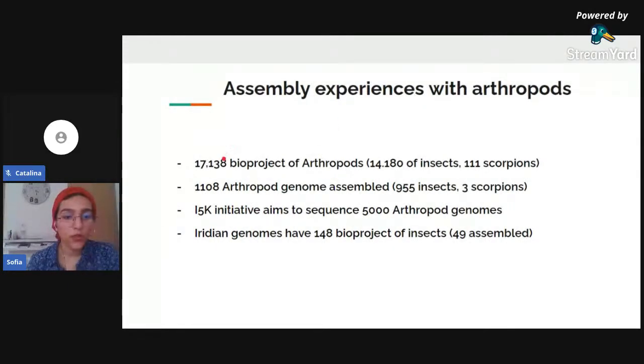There are more than 17,000 bioprojects of arthropods, including 1,108 genomes already assembled, and there are projects including the I5K initiative, which aims to sequence 5,000 arthropod genomes, and the Iridian Genomes, which already have 148 bioprojects of insects, including 49 already assembled.